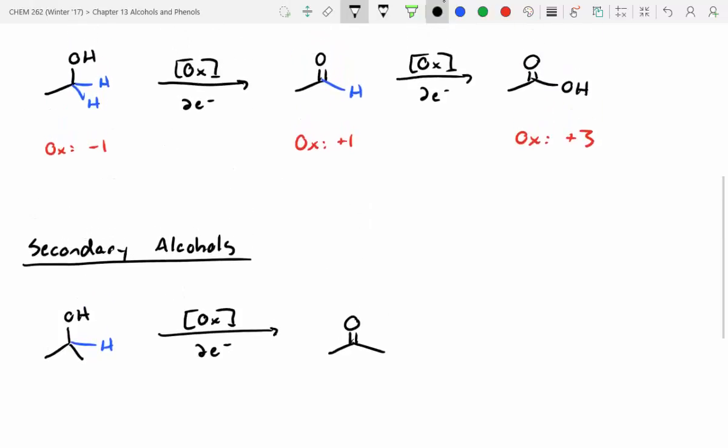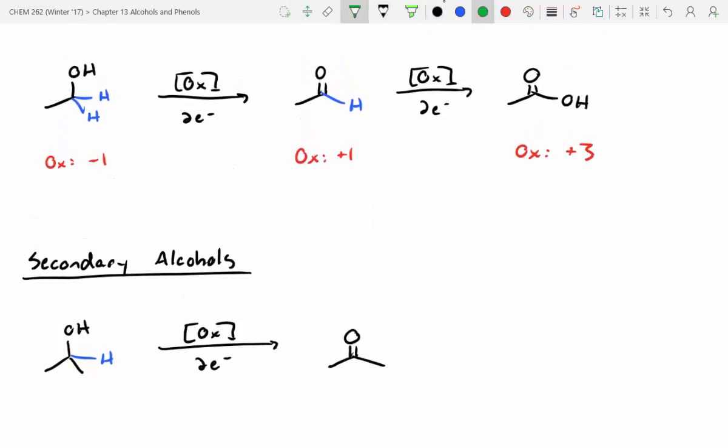So let's compare these. We said primary alcohols can go to an aldehyde or a carboxylic acid. However, a secondary alcohol, you're a little bit more limited. You can only go to a ketone. Can we oxidize the ketone any further? No, we don't have any more of those blue protons, or blue hydrogens, to remove.